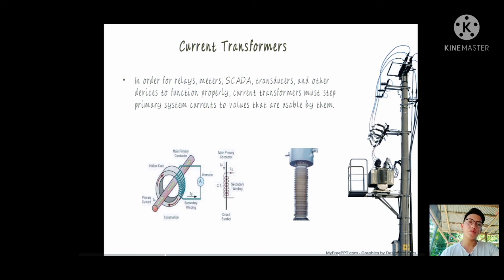Next is the current transformer. In order for relays, meters, SCADA, transducers, and other devices to function properly, the current transformer must step down the primary system current to values that are usable by them. Current transformers have a ratio expressed as primary to secondary. So we have 2000 to 5, 1200 to 5, 600 to 5, and so on.